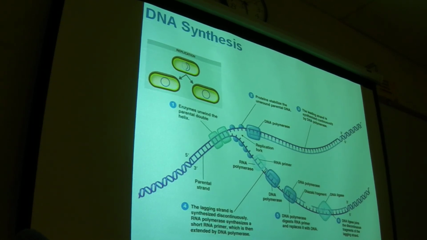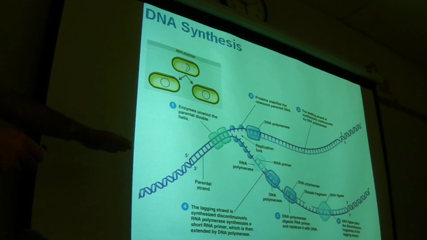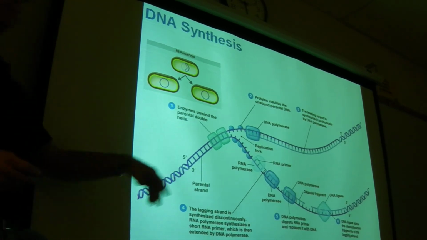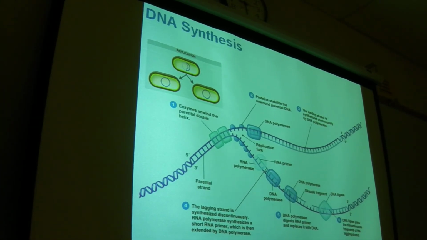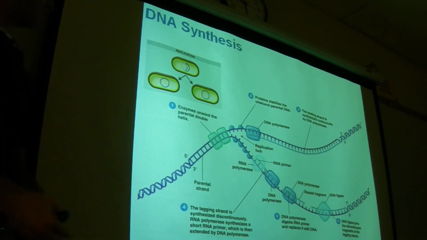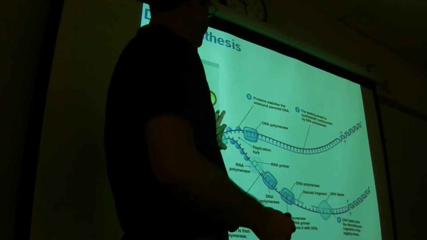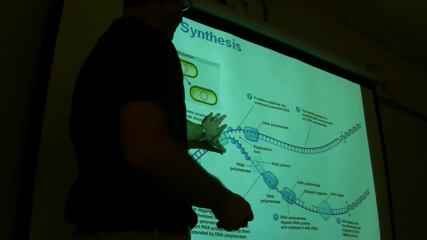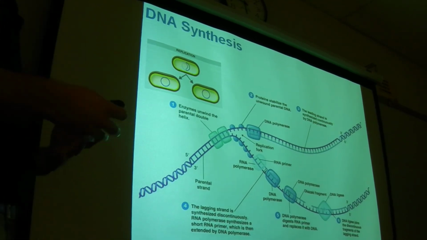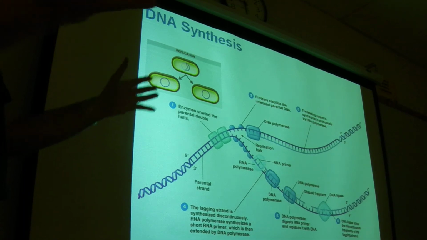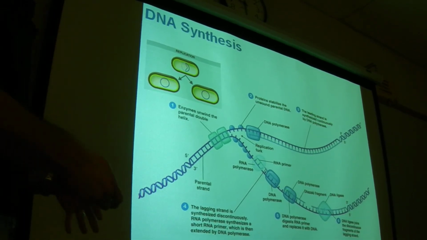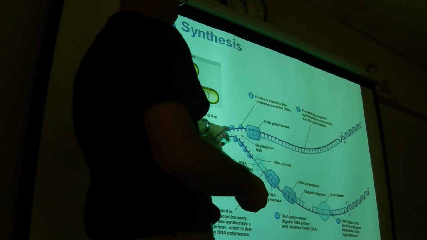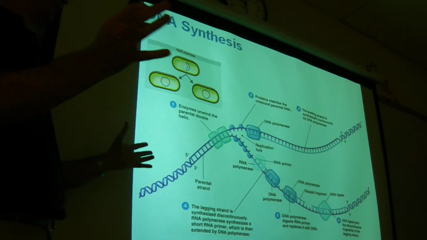All right, so here's DNA synthesis. Okay, so here is a parental strand, so this is what you're starting with. Okay, your double helix DNA. And it has to be replicated into two pieces of DNA. So what happens is it basically opens up like a zipper. Okay? And when it opens up, some proteins bind to it to kind of keep it stabilized and prevent it from coming back together.